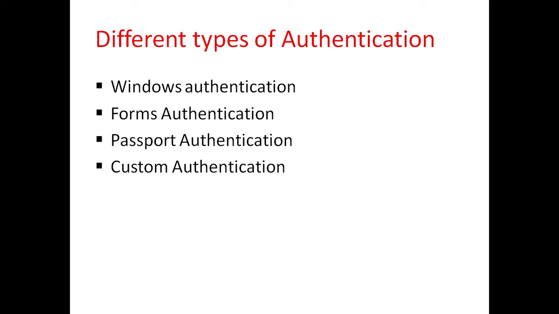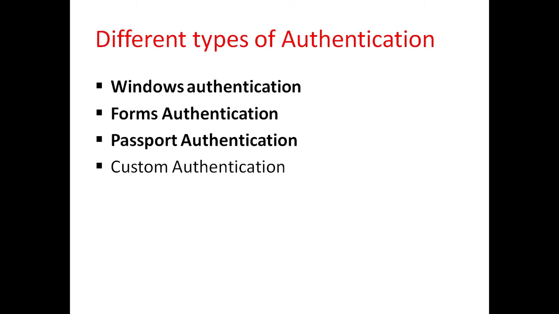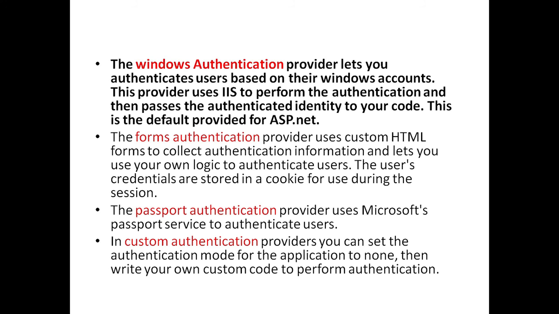There are different types of authentication: windows authentication, forms authentication, passport authentication and custom authentication. The windows authentication provider lets you authenticate users based on their windows accounts. This provider uses IIS to perform the authentication and then passes the authenticated identity to your code. This is the default provider for ASP.NET.